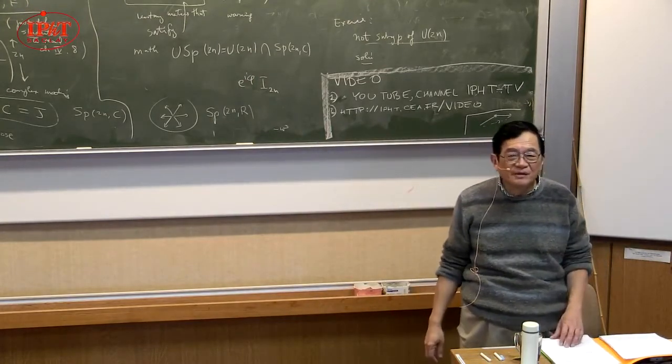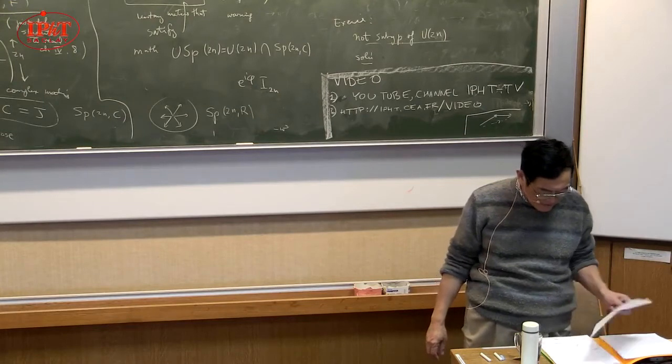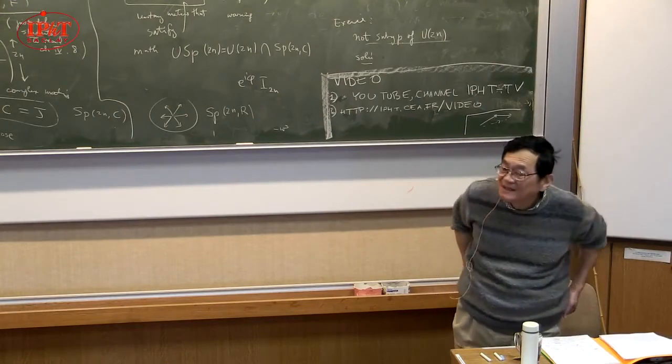That's also a point of confusion. People think somehow it's a subgroup of U(2N). It's not. Okay. Yeah. What exactly did we prove?